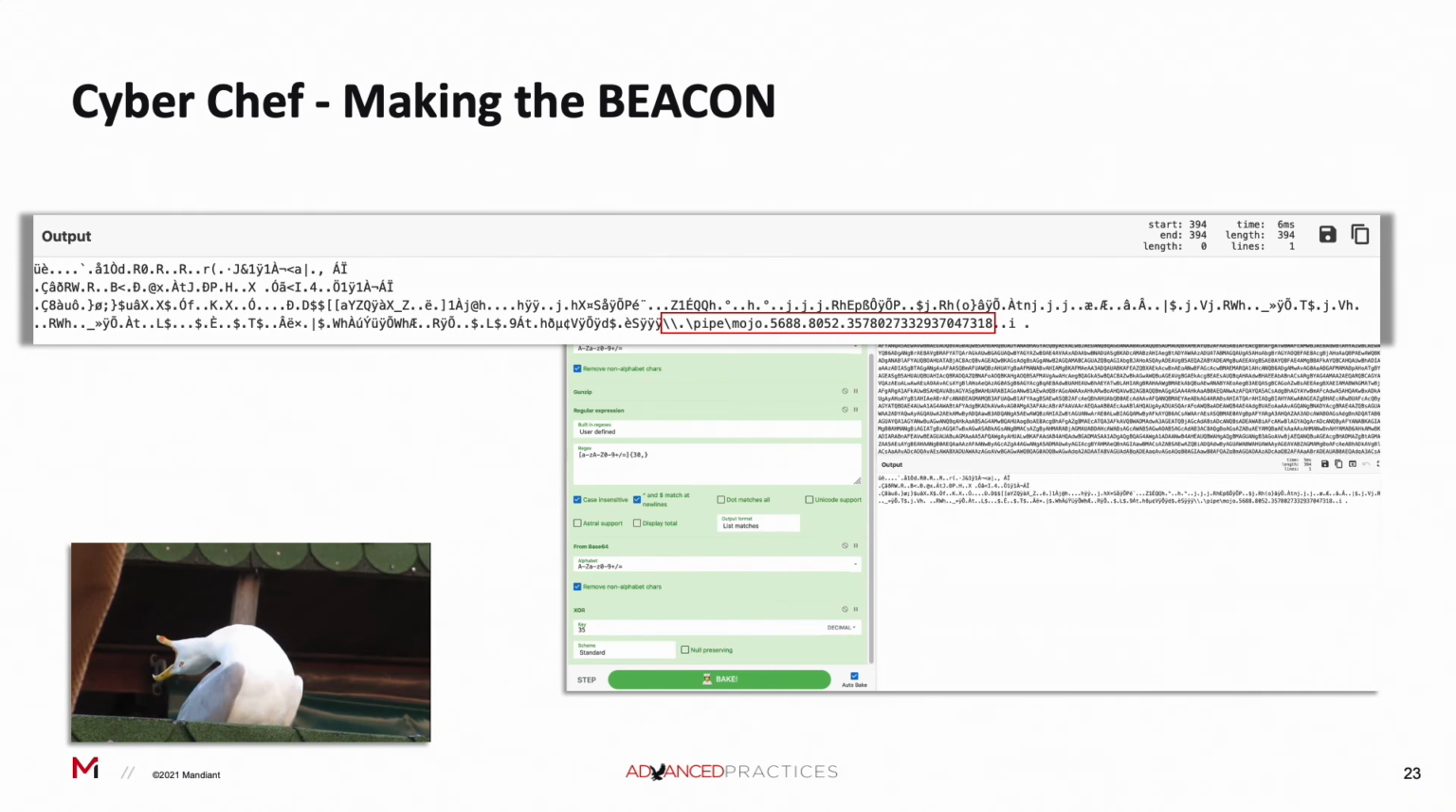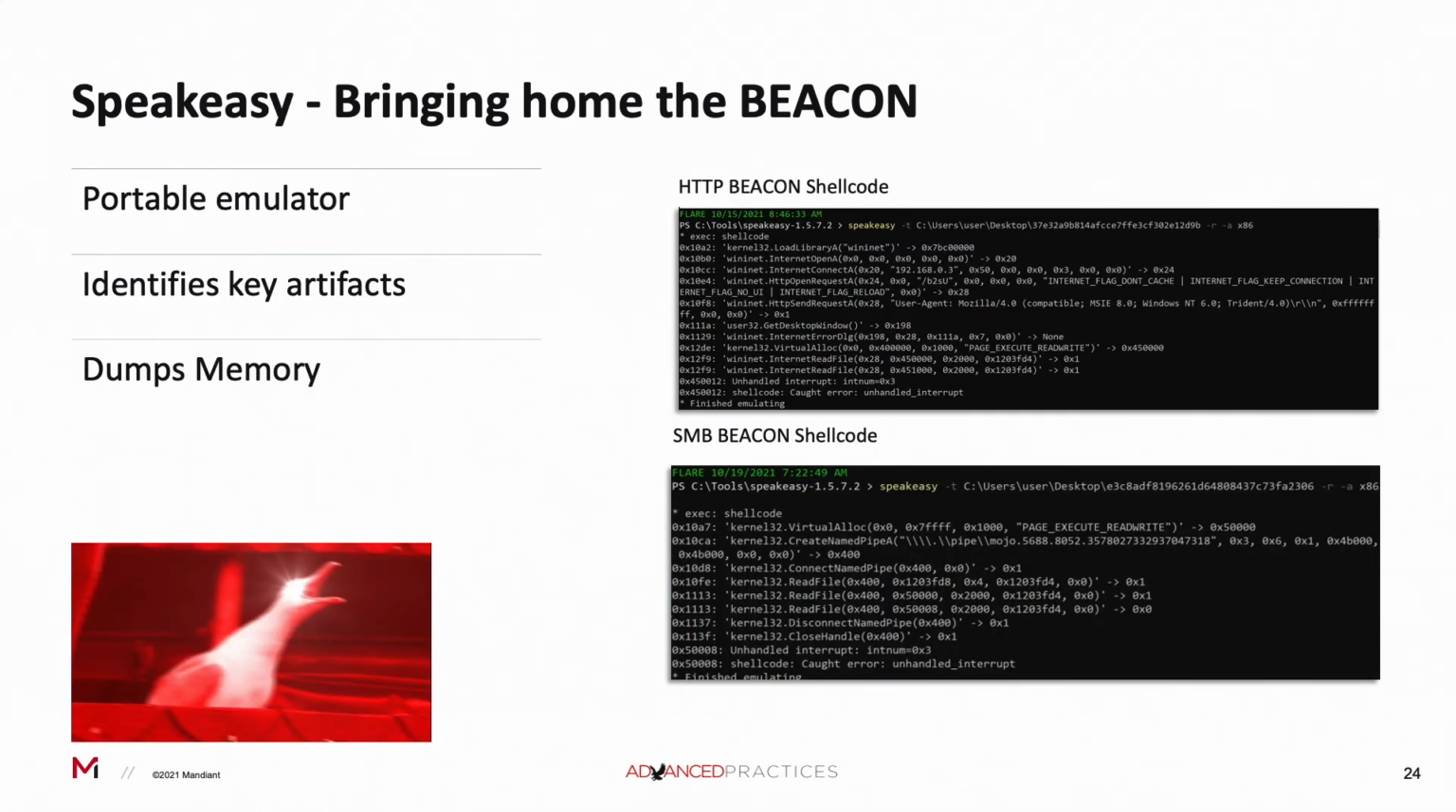Another thing you could do with this, you could throw an MD5 on it, get this MD5 string for the shellcode, throw it in VirusTotal or something like that, and see if it's already been analyzed by someone else. But we want to bring home the beacon, and we're going to use Speakeasy for that. Speakeasy, as I talked about earlier, was developed by the reverse engineers at Mandiant. It is a portable emulator for both user mode and kernel mode malware. It's really, really good at identifying key artifacts, and then you can even take it a step further when you run it, and you can dump memory from a sample.